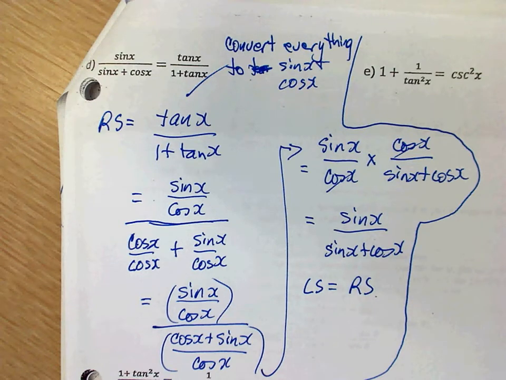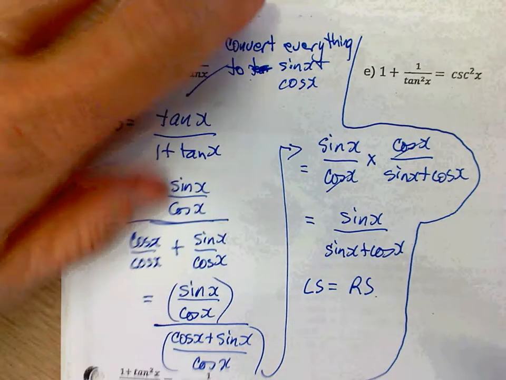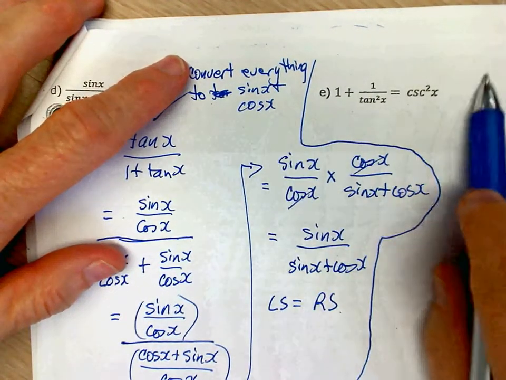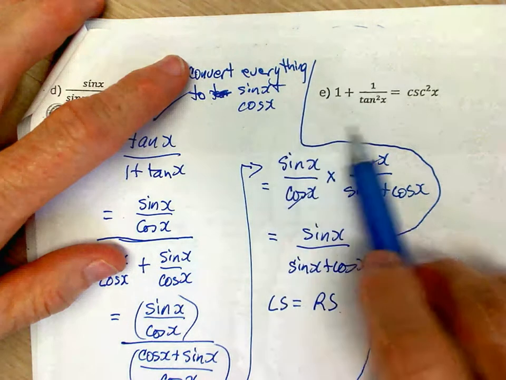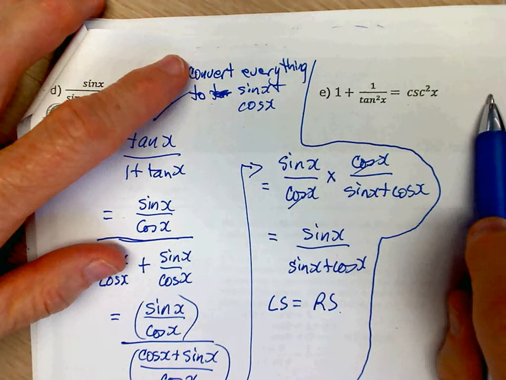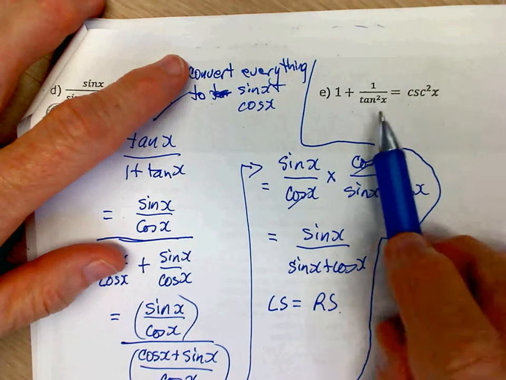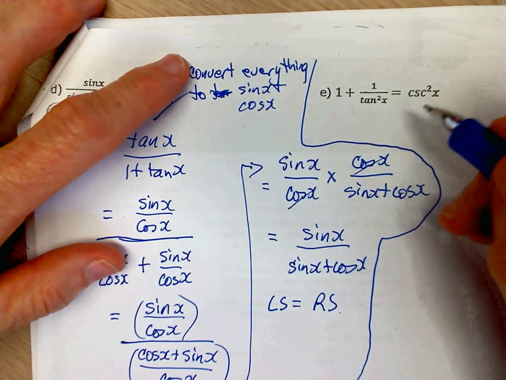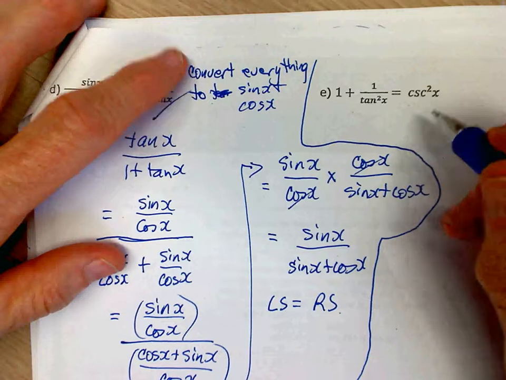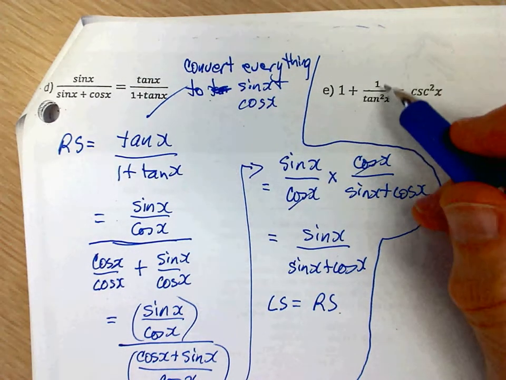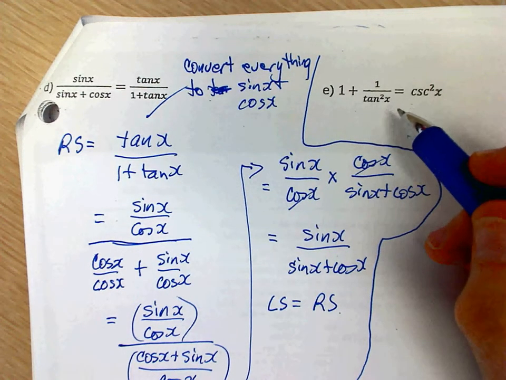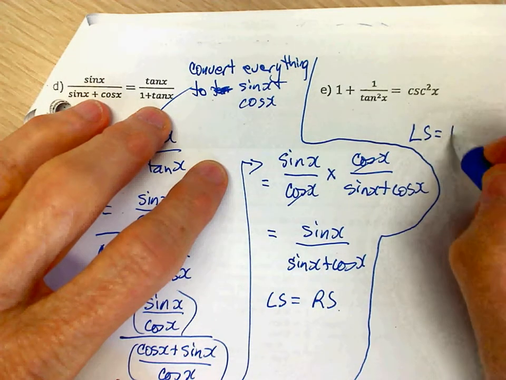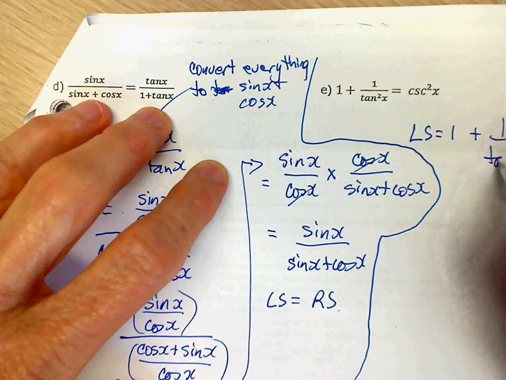Okay, what do you think we should do here? Should we work with the left side or the right? Should you change a tan to cos or sine? This one's a little different, because what does 1 over tan squared x equal? Cotan squared. So left side equals 1 plus 1 over tan squared x. Doesn't that equal 1 plus cotan squared x?